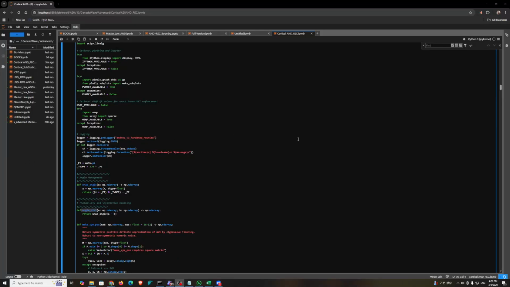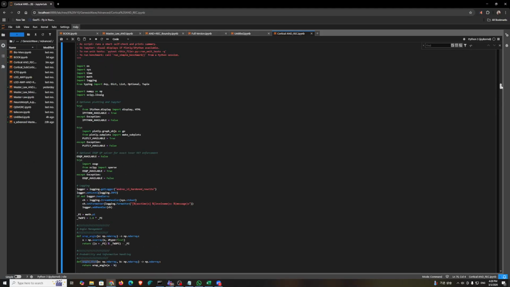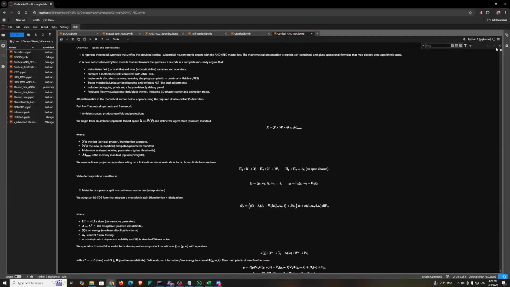We want to spend some time talking about this framework. I'm going to scroll up to the top and I'll show you that we had started out here with this rigorous theoretical synthesis that unifies the provided cortical subcortical neuromorphic engine. So we were working on this before. We've got some sets over here. And we're using the AND, or agentic negentropic dynamics, with the REC, the relational energetics and control master law.